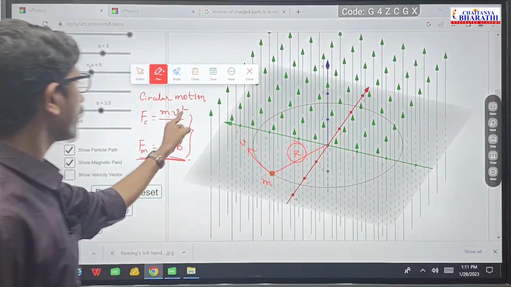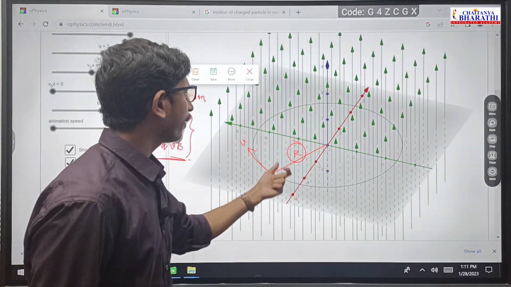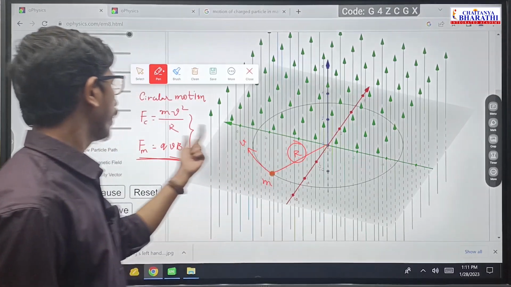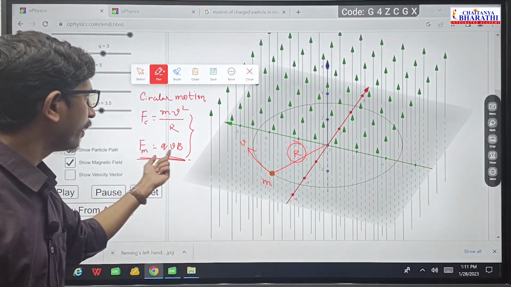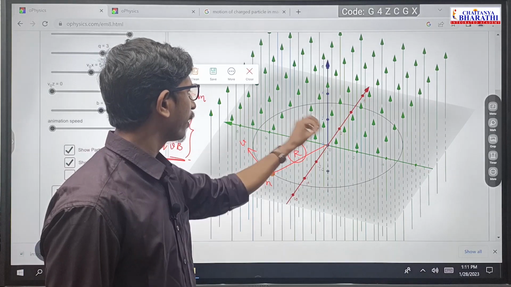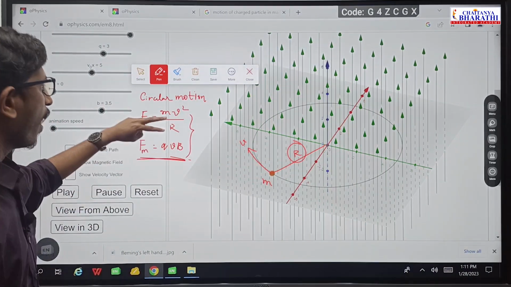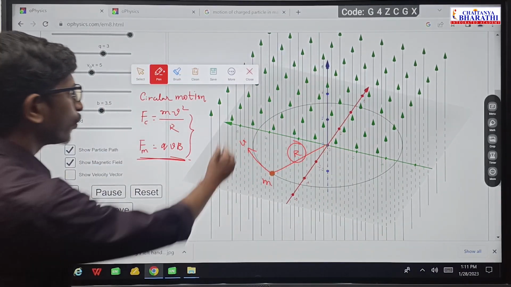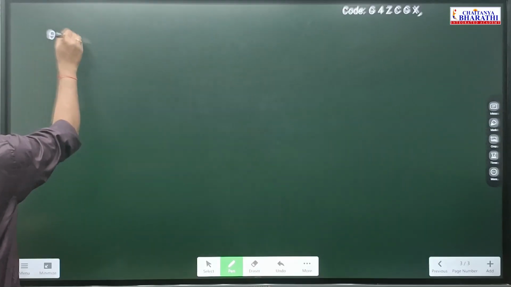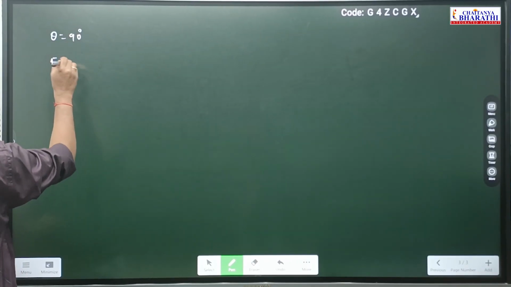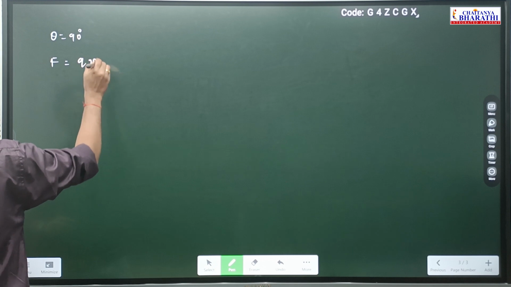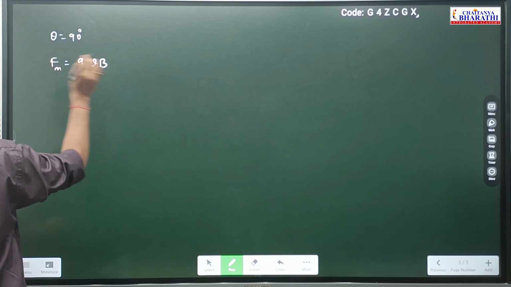The centripetal force is mv squared by r, and that force is simply because of the charged particle's speed v, moving in the magnetic field, which is experiencing that magnetic force. These two are going to be equal. If theta is 90 degrees, the force experienced is going to be qvB, right? The magnetic force, I can make it.